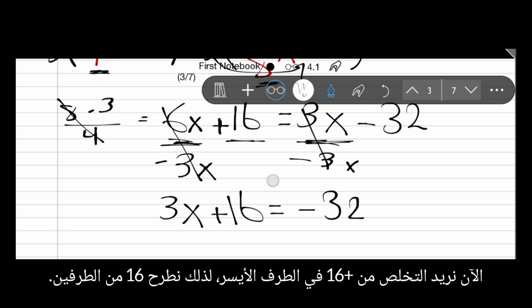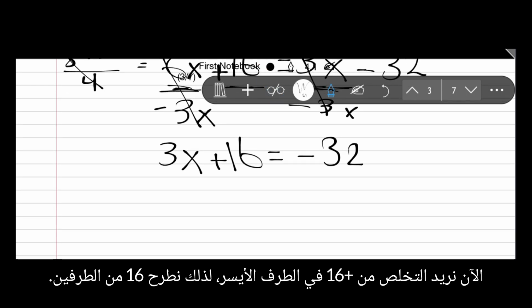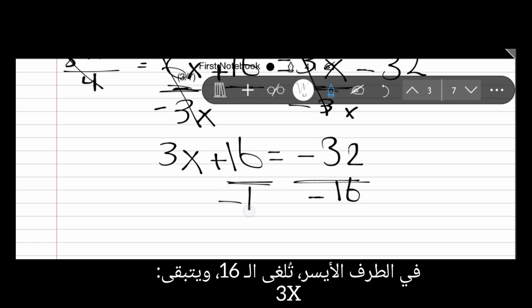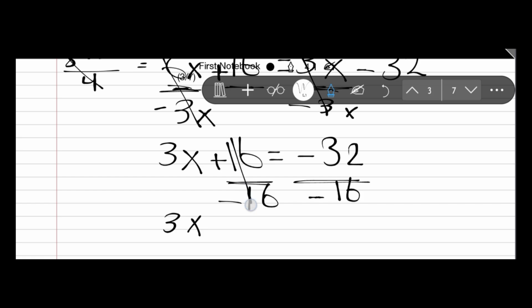Now, let's get rid of the 16 from the left-hand side. To get rid of it, we're going to subtract 16 from both sides of this equation. The left-hand side of the equation just becomes, you have this 3x here. These 16s cancel out. You don't have to write anything. It is equal to negative 32 minus 16, which is negative 48. So we have 3x is equal to negative 48.